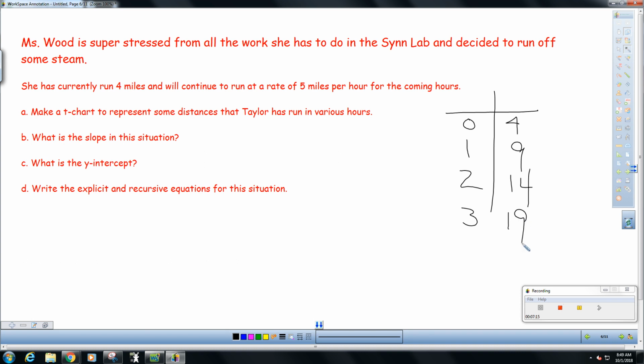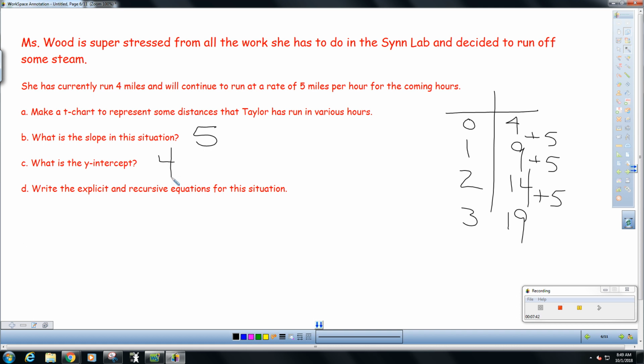What is the slope in this situation, Carson? It is 5. Look for the per. We are adding 5 every hour. She's going 5 miles per hour. That's her rate. Okay, it is arithmetic. Very good. It is arithmetic. It is linear. Very good. What is the y-intercept? 4. It is 4. It's where she begins. Okay.